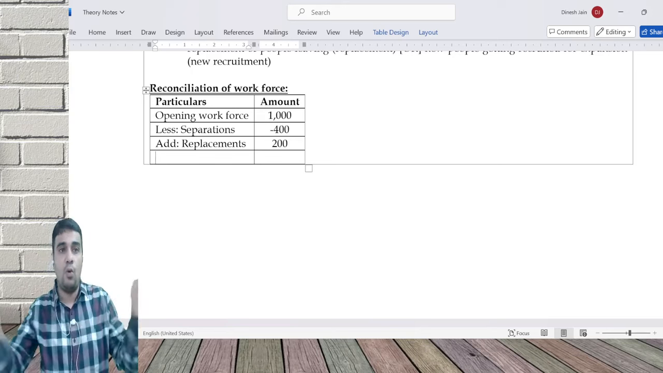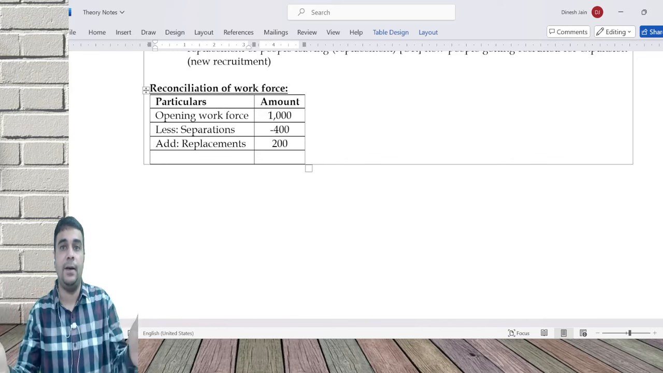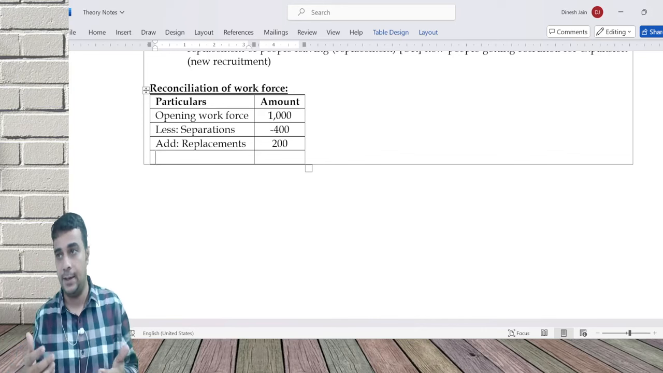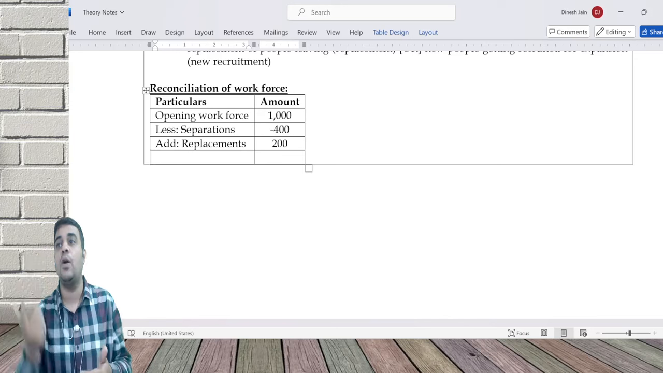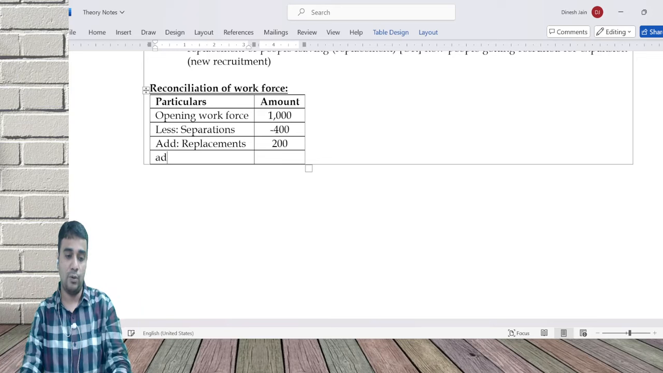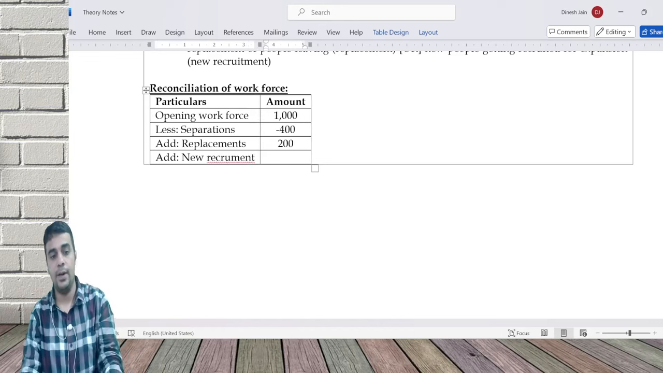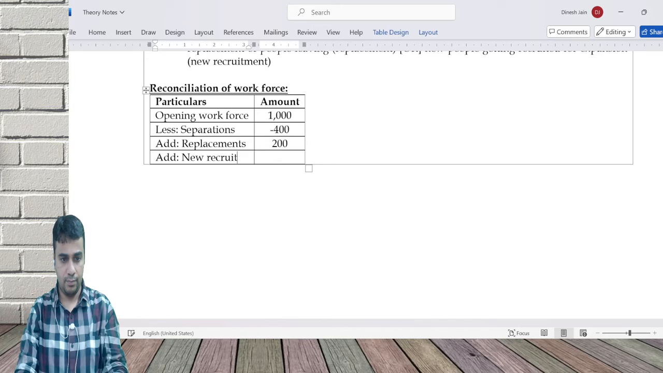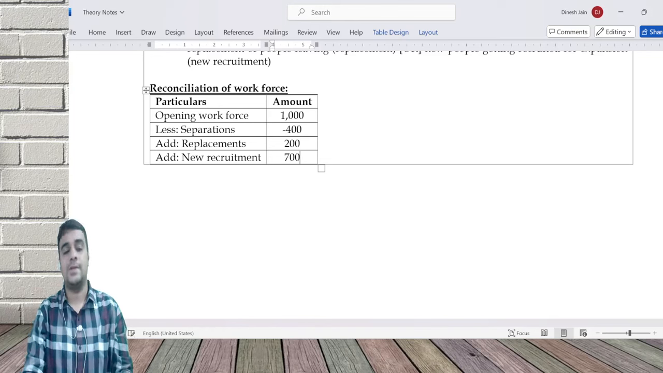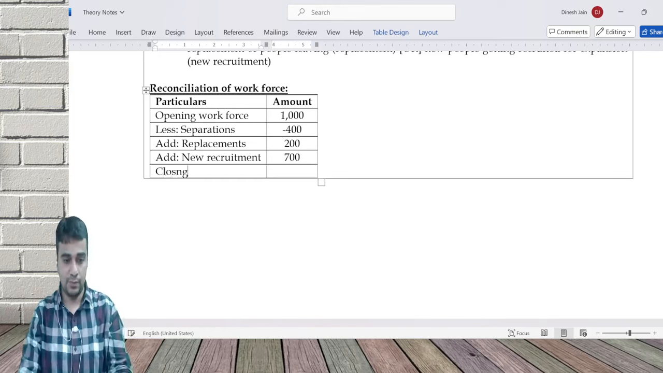If you take it for an overall period, say 5 years, then separation has to be higher than replacement. I cannot replace more people than are leaving. If you are replacing more people, they are technically called by a different name: new recruitment. Any doubts on this? Then add new recruitment 700. Closing workforce. What's the closing number?